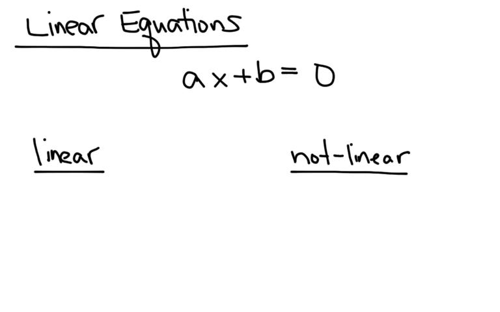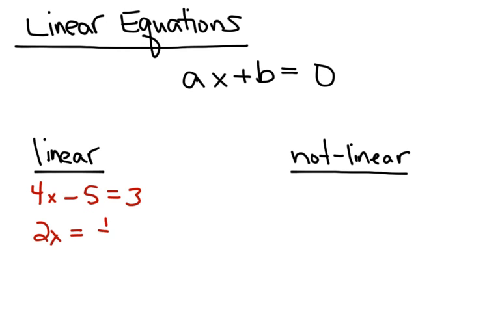The simplest type of equation is the linear equation, any equation that's of the form ax plus b equals 0. It's called linear because the variable has an exponent of 1. Now here are some examples of equations that are linear. 4x minus 5 equals 3 is a two-step linear equation.